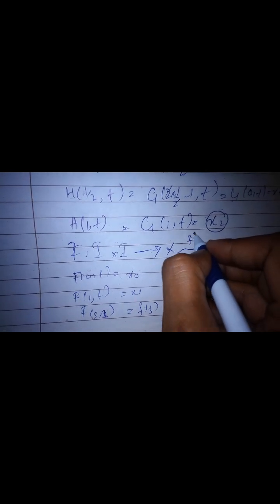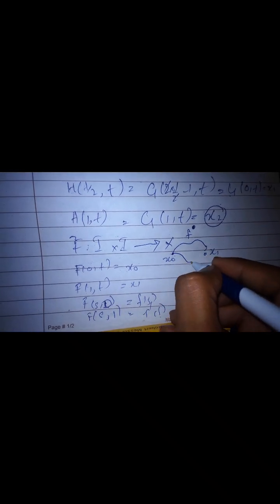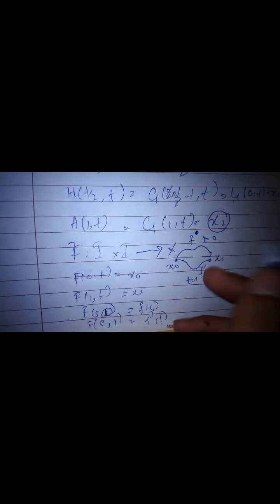This is the path. If we substitute t is equal to 0, we will get f of s. If we substitute t is equal to 1, we will get f dash. This is the second path, with initial point x0 and final point x1. Here at t is equal to 0 we get f, and at t is equal to 1, this is the path f dash.